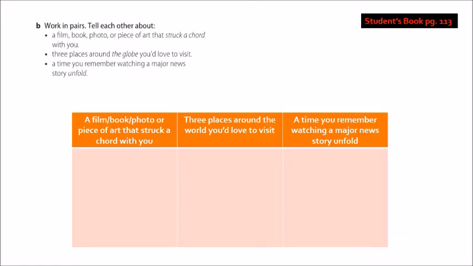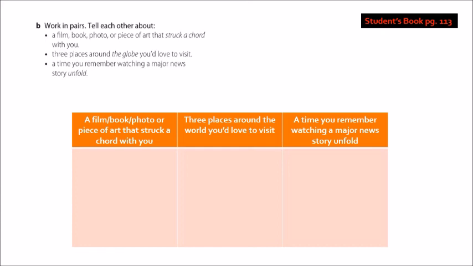Okay, guys, to finish up with today's activities, it says to work in pairs and tell each other about a film, a book, a photo, or a piece of art that struck a chord with you. Remember, we just watched and heard what to strike a chord on you means, okay? So think about it. Three places around the globe you'd like to visit, and a time you remember watching a major news story unfold. We also went over this meaning, okay?